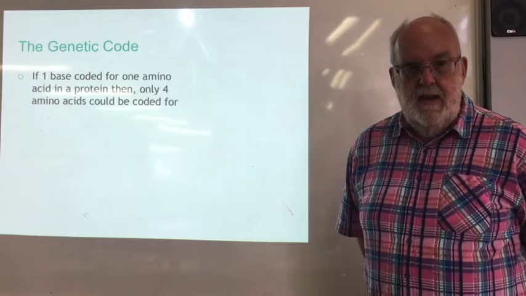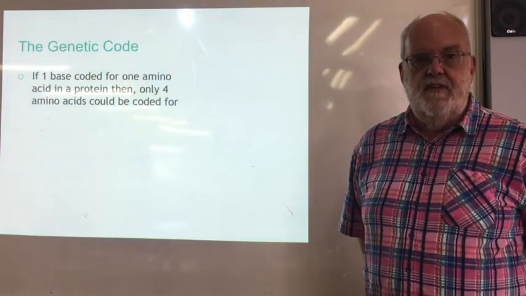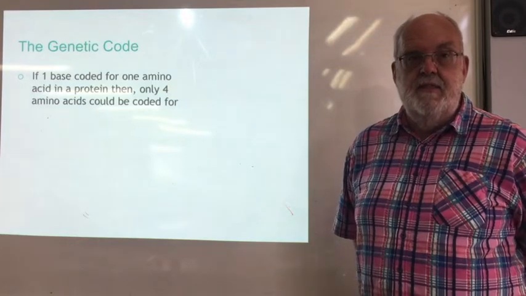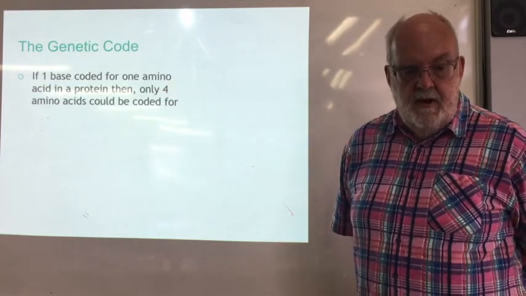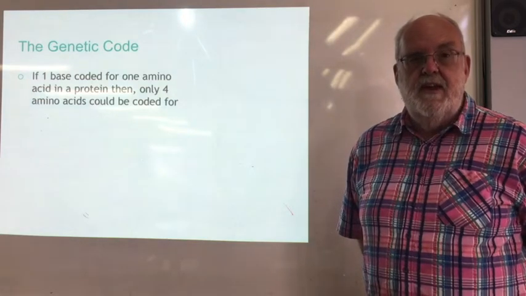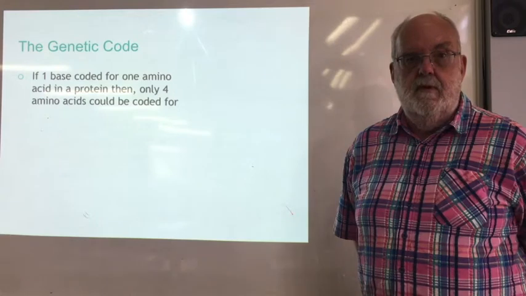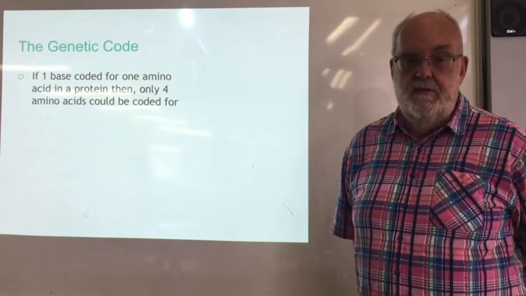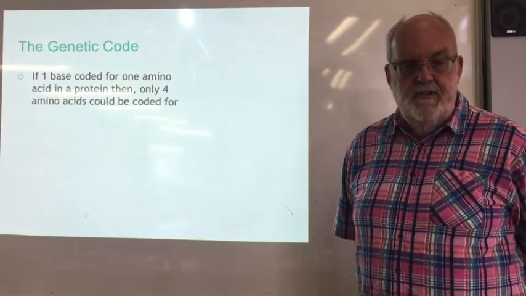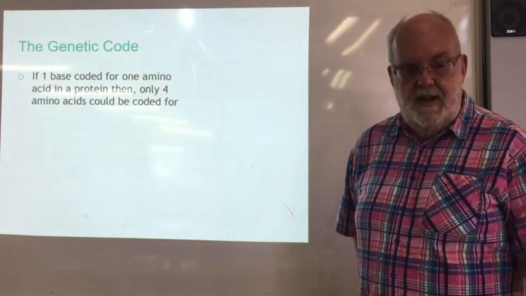So, let's look at it in stages. If we said that one base, in other words, either adenine, thymine, guanine, or cytosine, represented one amino acid only, then obviously you could only represent 4 amino acids. Adenine would make one amino acid, thymine another, guanine another, and cytosine another. Obviously far short of what's actually needed.